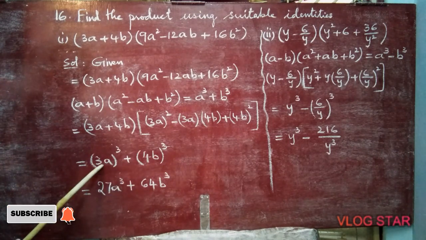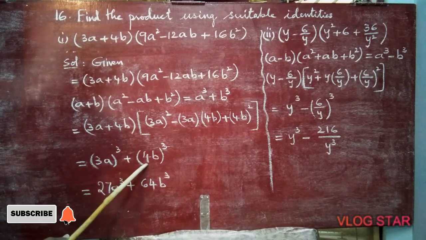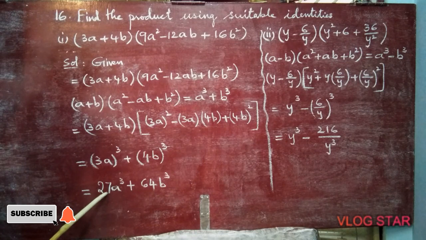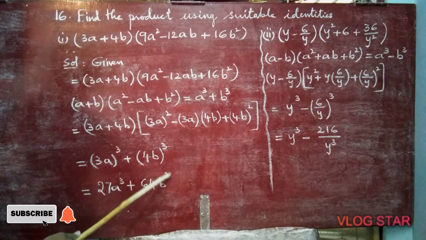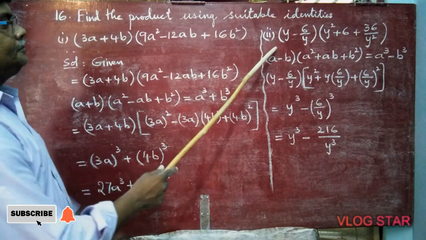In the place of a, 3a is there, so 3a whole cube, plus in the place of b, 4b is there, 4b whole cube. 3 3s are 9, 9 3s are 27a cube, plus 4 4s 16, 16 4s 64b cube. Coming to the second bit.